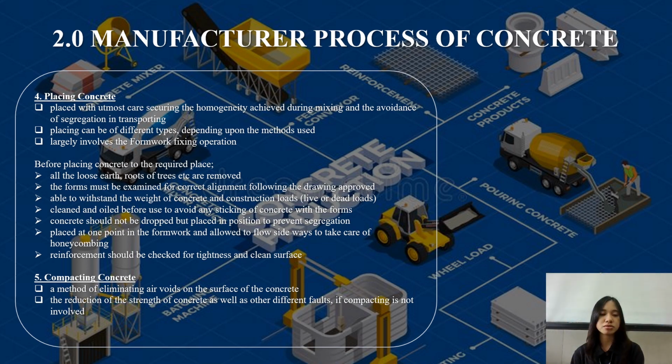The process is compacting concrete. It is a method of eliminating air voids in concrete. Without compaction, the strength of the concrete and other properties are reduced.